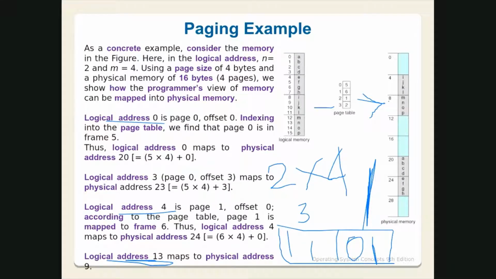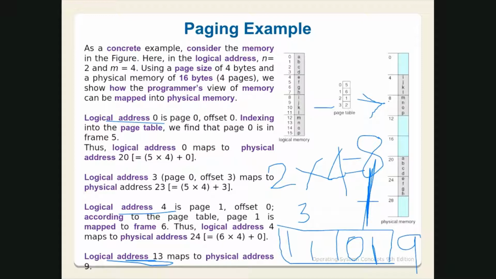When you multiply 2 into 4, you get 8. Add the 8 with the offset, you get the final physical address, which is 9. Do you get the idea? So the final physical address I get is 9.